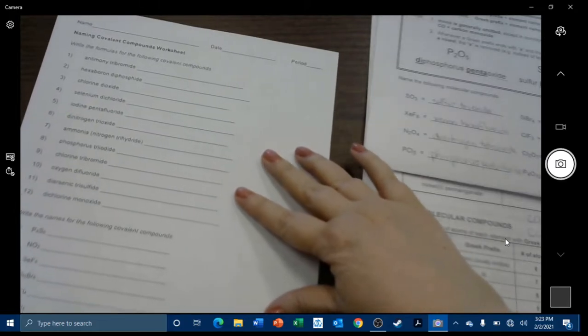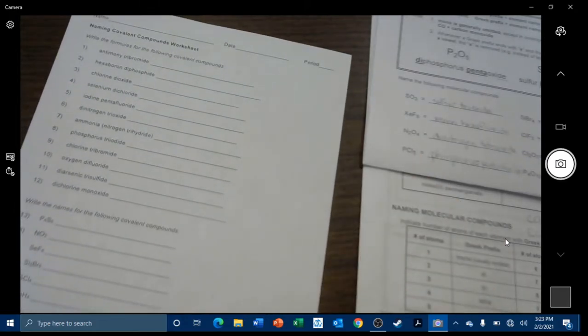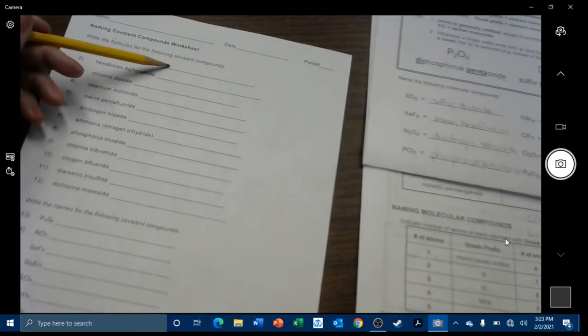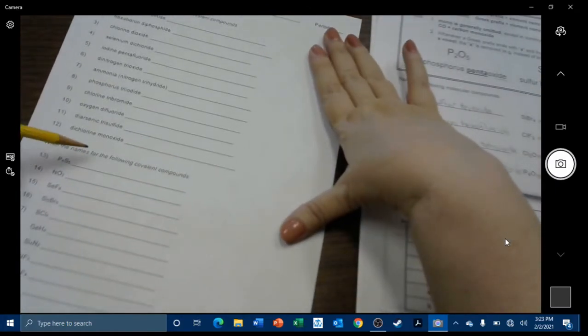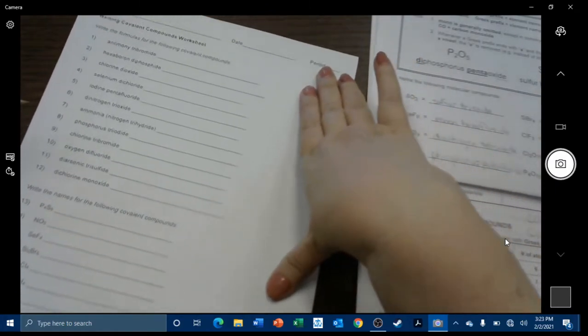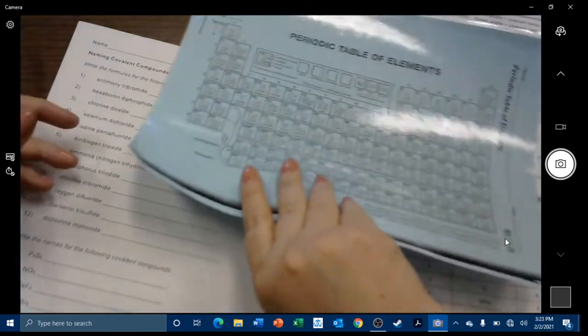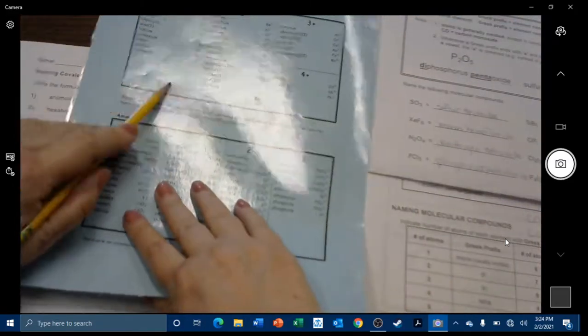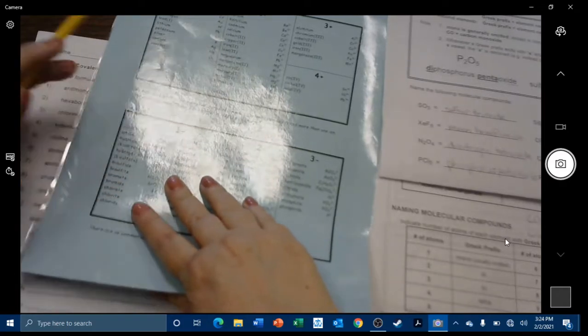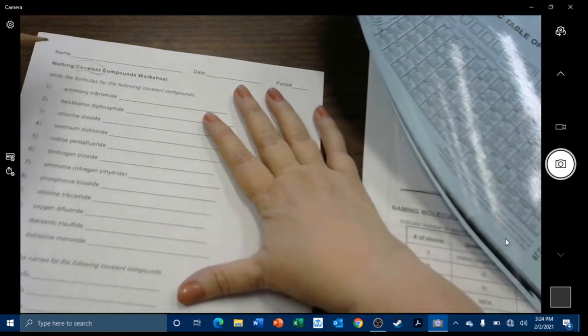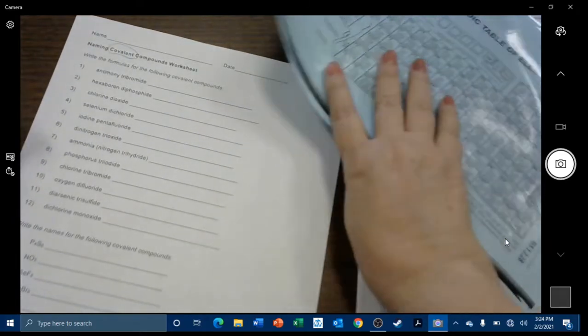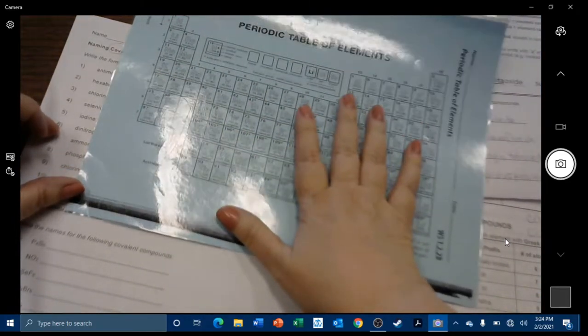Okay, you can pause if you need to. All right, so here's your homework, and this is on RenWeb. We're going to look at the words. Okay, we're going to take the words and put them in a formula, and then we're going to take formulas and put them in words, just like what we just did. Okay, so for these up here, you're going to have to look at the periodic table. Now remember, you're not using this. You're not using the ion chart for covalent compounds. Okay, you just use the periodic table to find the symbols.